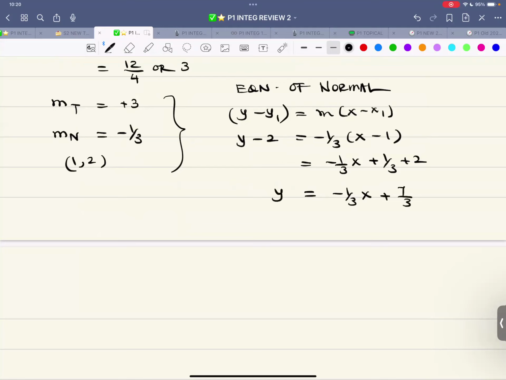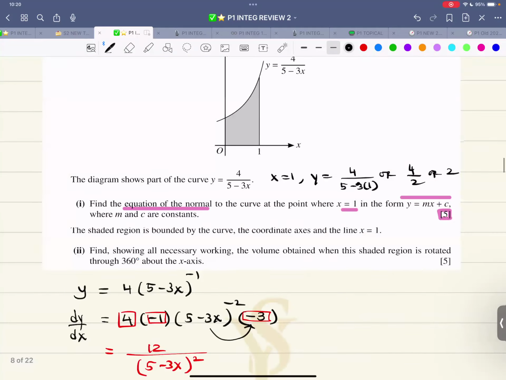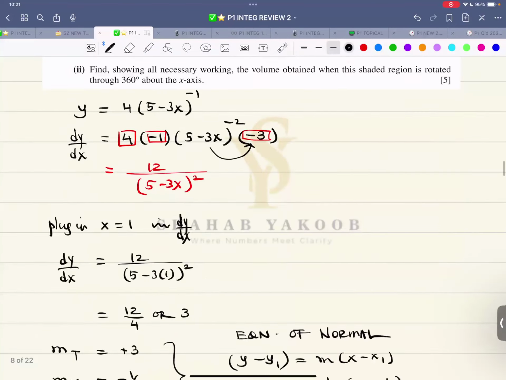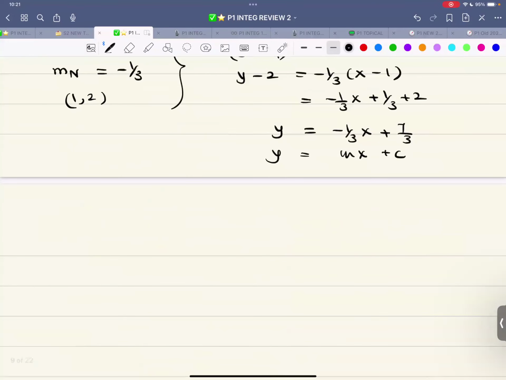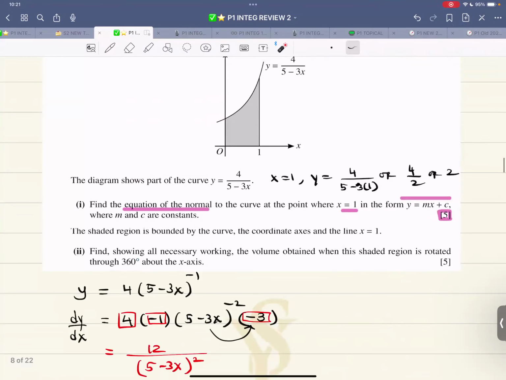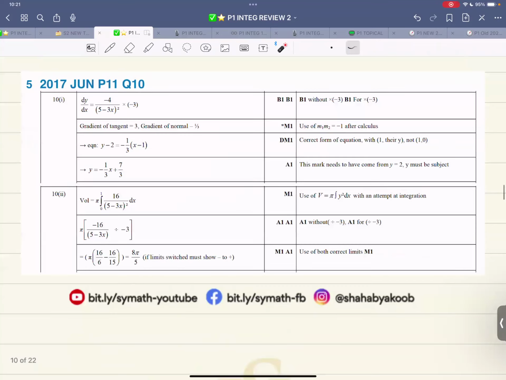And this is in the form y is equal to mx plus c. They are not asking us to state the values of m and c. If they would have, we would say that m is negative 1/3, c is 7/3. So let me first double check the answer for this one. y is equal to negative 1/3 x plus 7 over 3. So alhamdulillah, we got it correct.